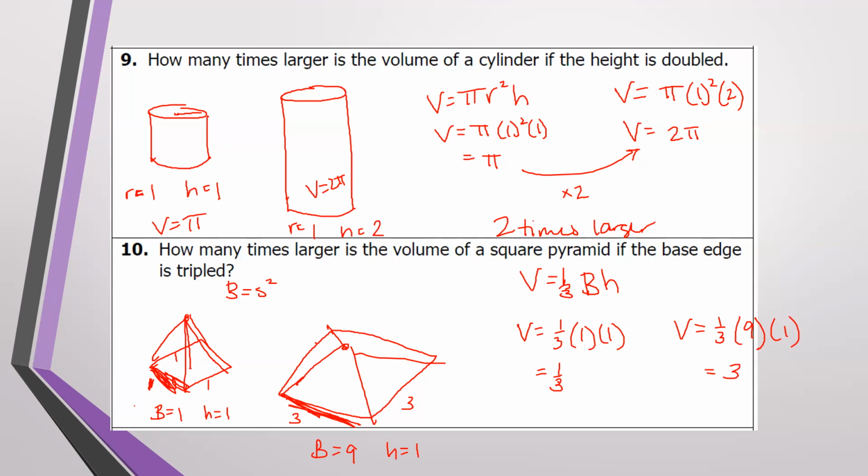So how do you go from a 1/3 to a 3? Multiply it by 9. So the volume is 9 times bigger, or 9 times larger, however you want to word it. Okay.